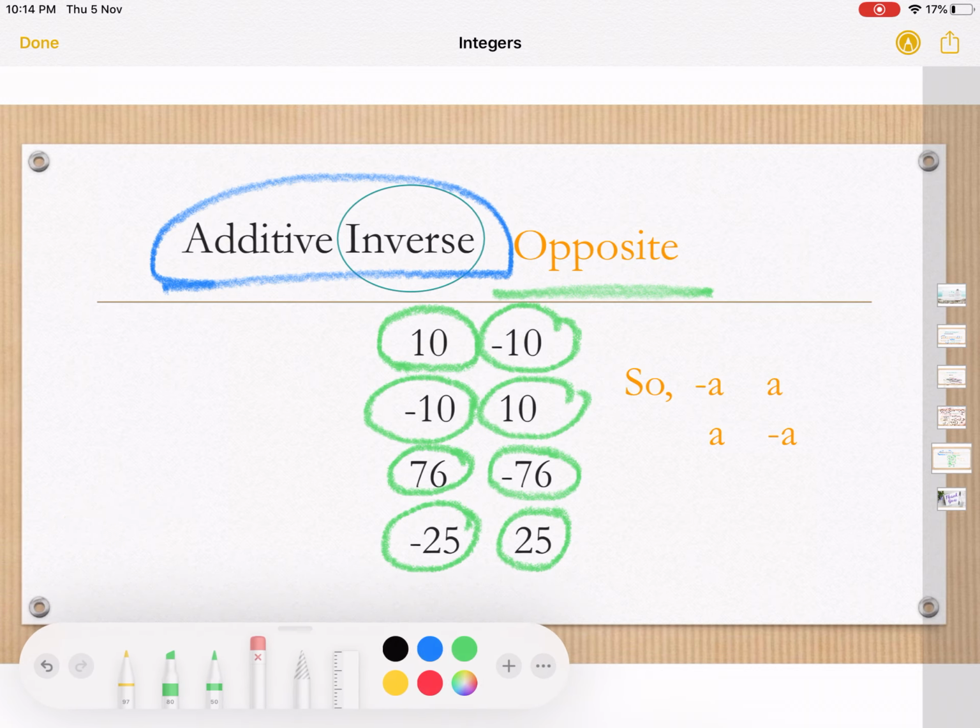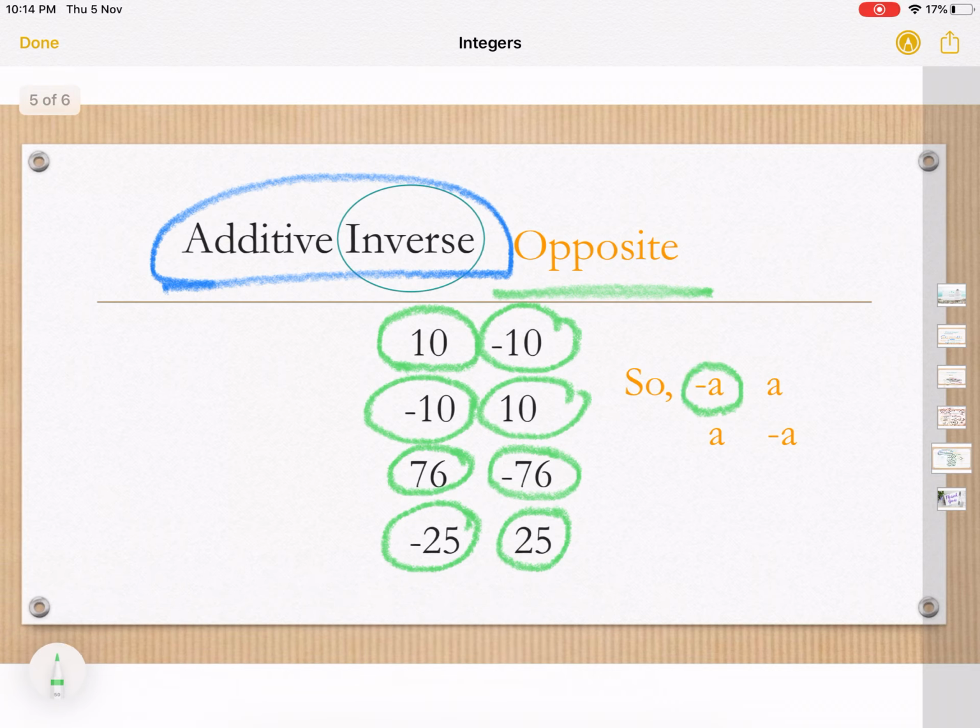That's all. So we can conclude that minus A's additive inverse would be A and A's additive inverse would be minus A. So I think this topic was pretty easy and we would cover the rest of the chapter in the next video.